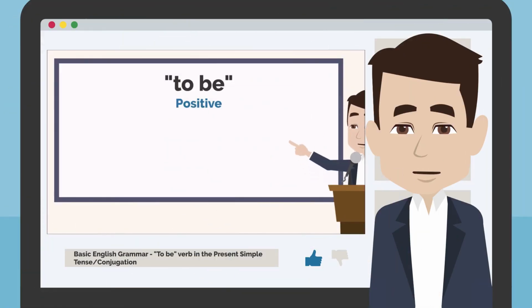As you can see, it is very important to know the present simple conjugation of the verb to be.